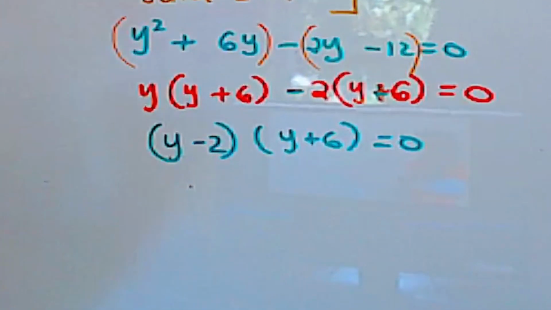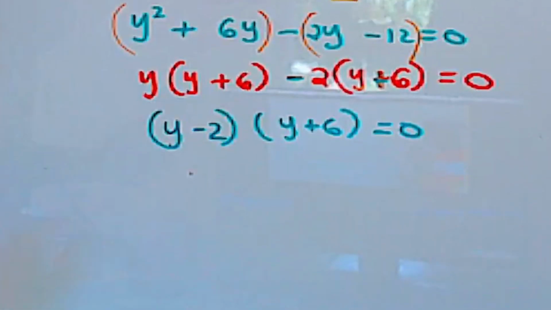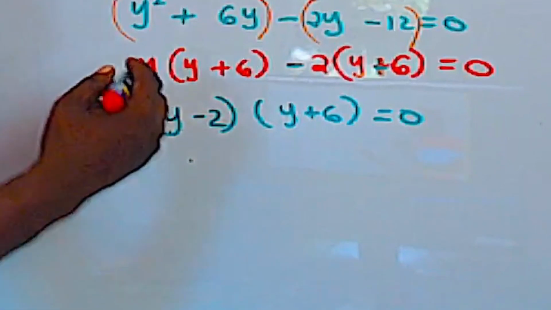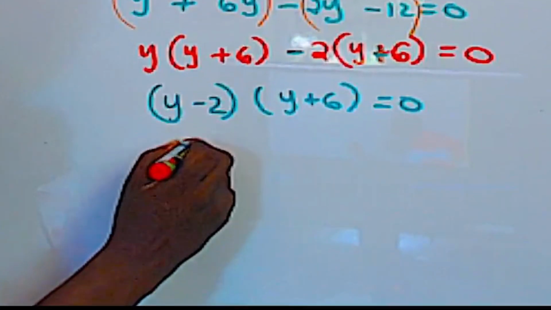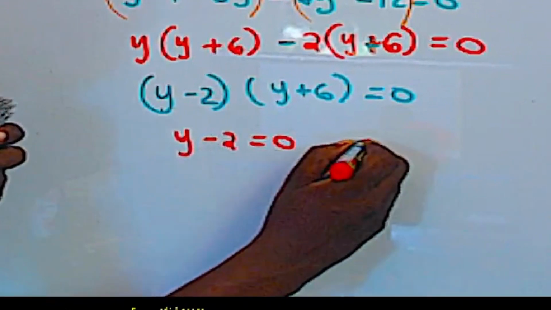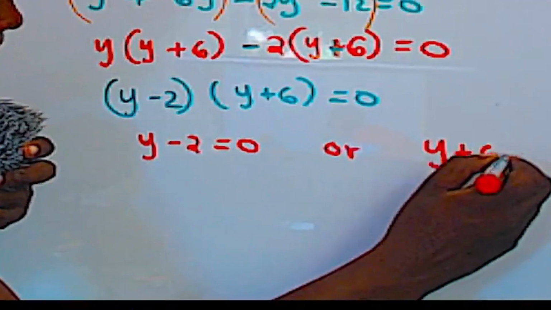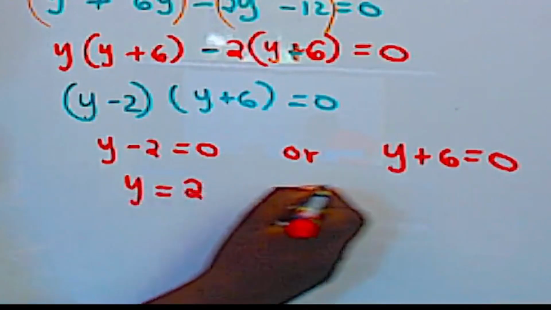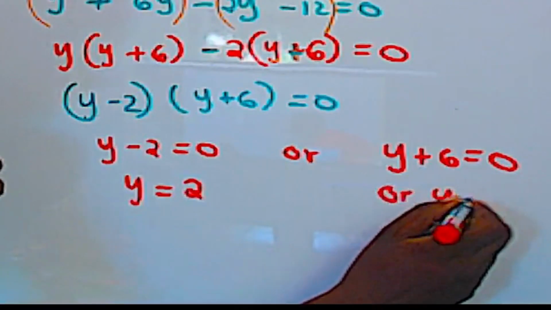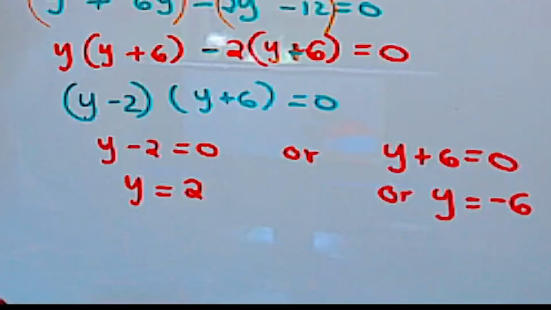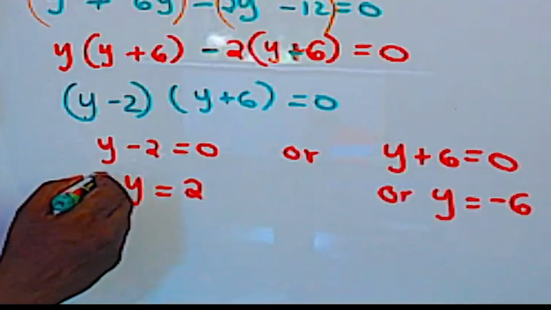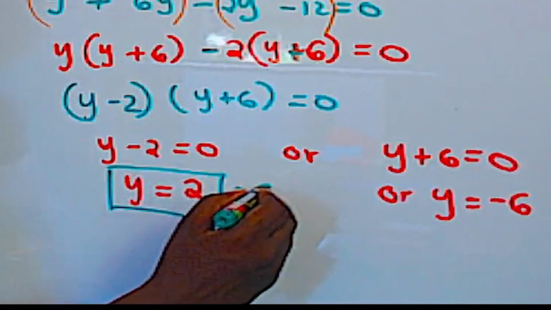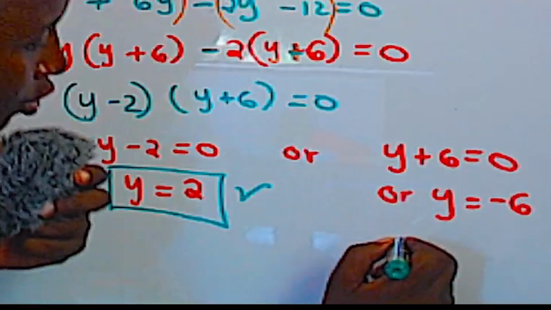So at that given point, because we were solving that equation of a logarithm, we can say y minus 2 equals to 0, or y plus 6 equals to 0. So our y is going to be 2, or y equals to negative 6. There's no way a logarithm can be a negative value, and we are going now to pick y equals 2 as the final answer. This one we are going to ignore.